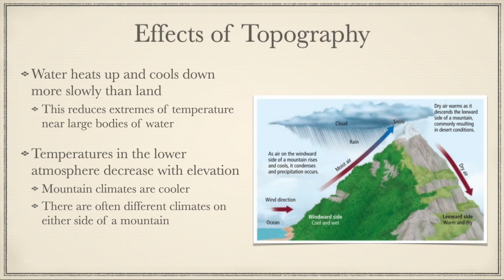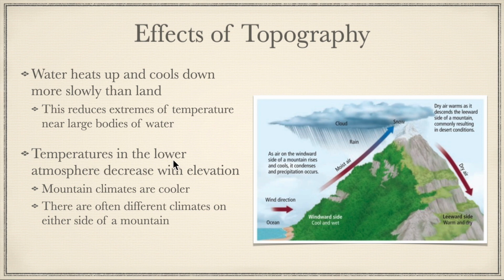Now, the effects of topography. So again, topography is mountains and valleys and that sort of thing. But water heats up and cools down more slowly than land. So if we're talking about being close to a body of water, for example a lake or the ocean, the water heats up and cools down more slowly, and this reduces the extremes of temperature near large bodies of water. So if you're near the ocean, the temperature stays fairly constant year-round. Not constant necessarily, but it doesn't get nearly as hot or nearly as cold if you're near a large body of water, because the water will absorb heat in the summer and release heat in the winter.